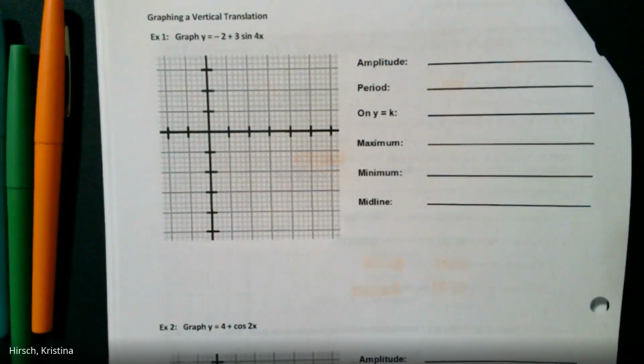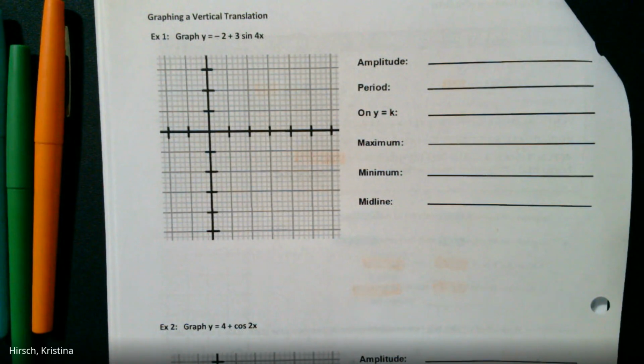In this video, we're going to look at graphing sine and cosine functions, but this time we're adding shifts to the mix, okay? So vertical shifts are not so bad. The horizontal shifts definitely cause a little bit more struggle, okay? So we're going to start with vertical shifts, okay?